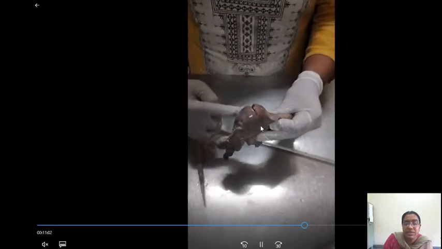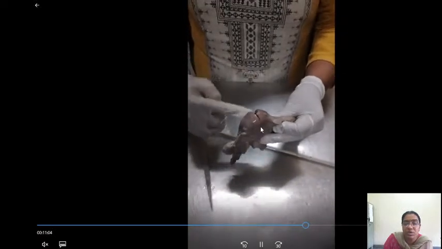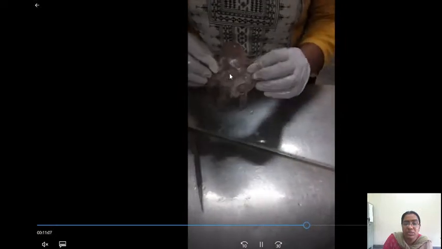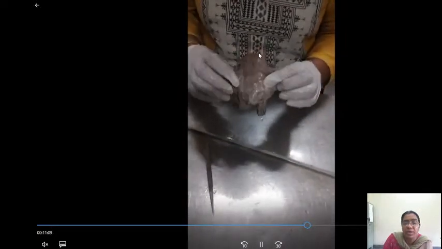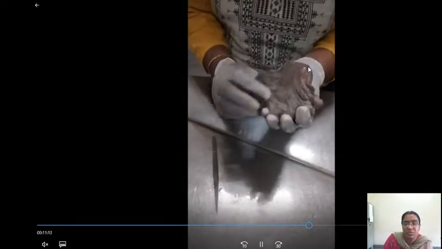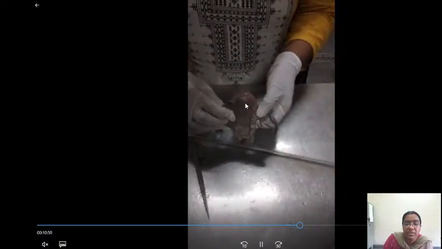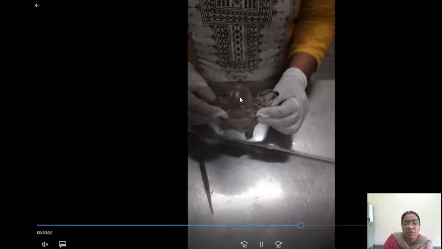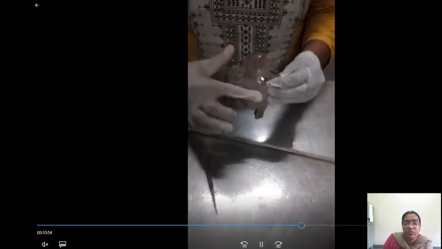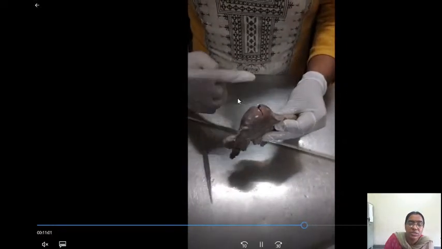The anterior surface of the body of the uterus, which is a flat surface, is related to the urinary bladder. Whereas the posterior surface of the uterus, which is convex, is related to the large intestine and small intestine, that is, to the sigmoid colon.